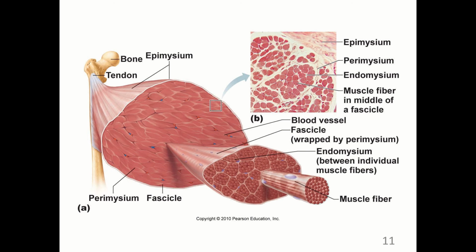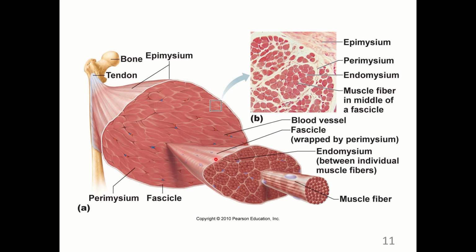This illustration shows the epimysium, the perimysium, and the endomysium. The epimysium surrounds the entire muscle and is continuous with the tendons. It is dense, irregular connective tissue and is tough, like a leather sheath or covering.